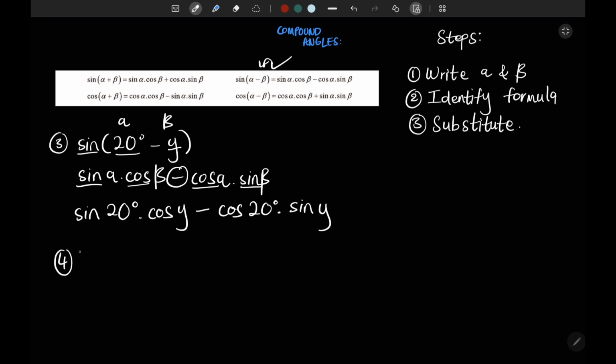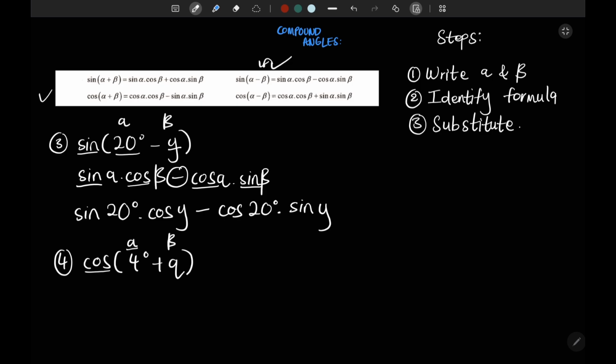Let's try the last example. Let's do cos 4 degrees, let's say plus q. Okay, how do we solve this? Step 1, write alpha and beta. So this is your alpha and that is your beta. This is helpful as it won't confuse you guys when it's time to substitute. So always make sure that you write A and B. Step 2, identify the formula. This is basically cos A plus B. Where do we have A plus B? Cos A plus B. There is cos A plus B. We have identified our formula.